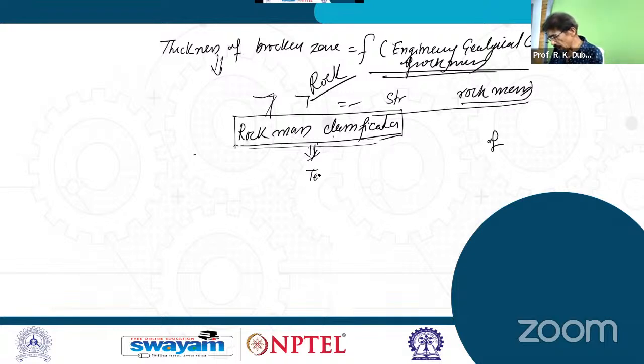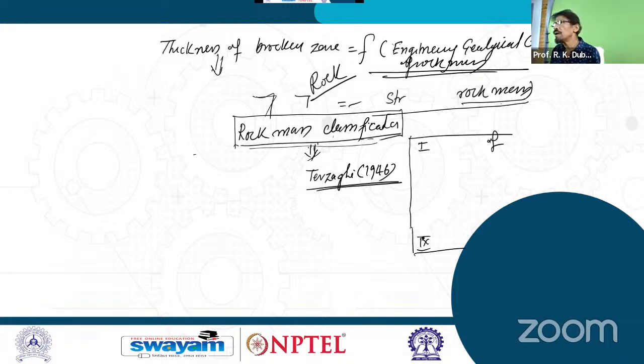Initially, Terzaghi in 1946 categorized the total ground into 9 categories, written in Roman numerals, like intact rock, stratified rock, moderately jointed rock, very blocky rock, squeezing at moderate depth, squeezing at great depth, crushed rock but chemically intact, etc.